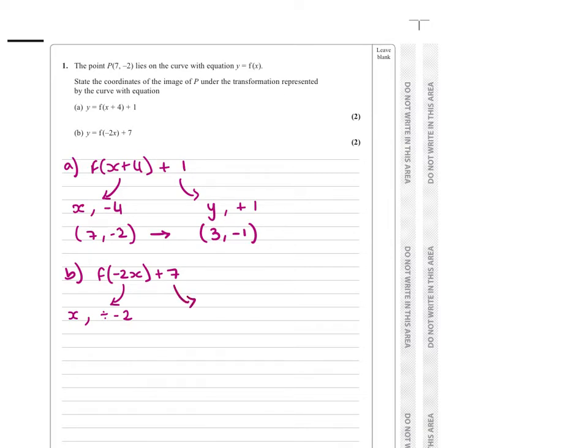Inside or outside the bracket? Outside, it affects the y. What we're going to do is what it says, and we're going to add 7. So if our coordinate was (7, -2), now for our x coordinate, we're going to divide it by minus 2, so we're going to get minus 7 over 2. And for our y coordinate, we're going to add 7. So minus 2 plus 7 is 5. So nice and easy, 4 marks for the first question. And again, this is just an extension really on Pure 1.